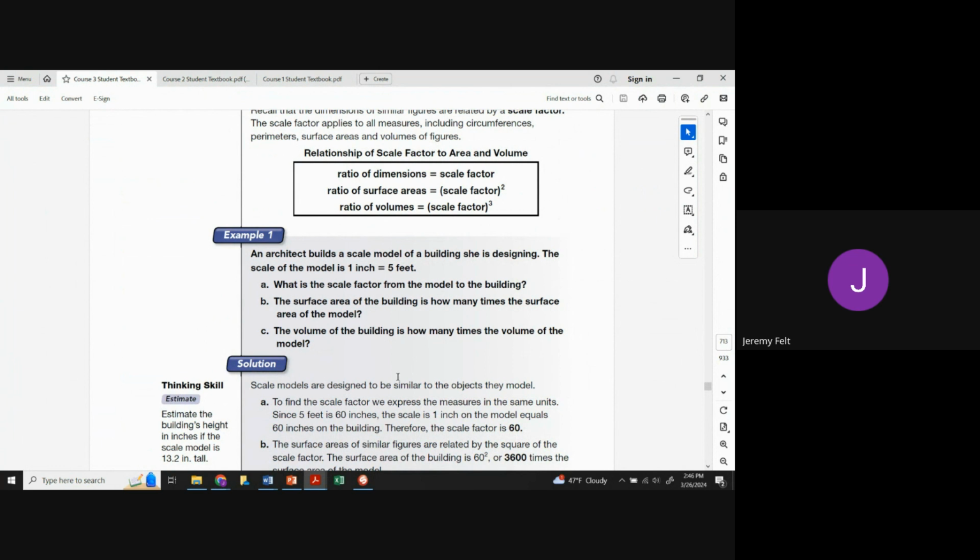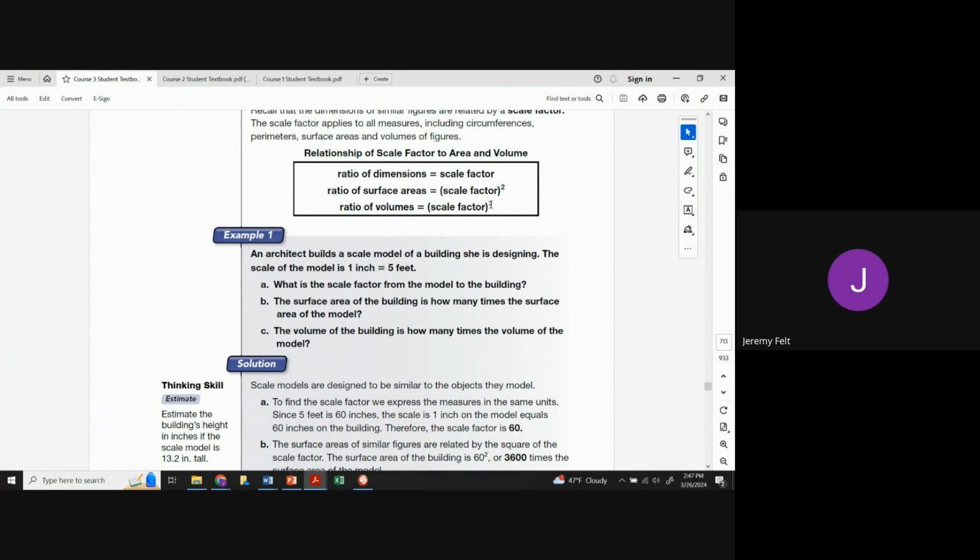Similar to what we talked about with scale factor when we're talking about perimeter, areas and volumes, we can apply this. We also can apply this relationship of scale factors to area and volume. So the ratio of the dimensions are going to go up by the scale factor, the ratio of the surface areas go up by scale factor squared, and the ratio of the volumes are going to go up by scale factor to the power of 3.